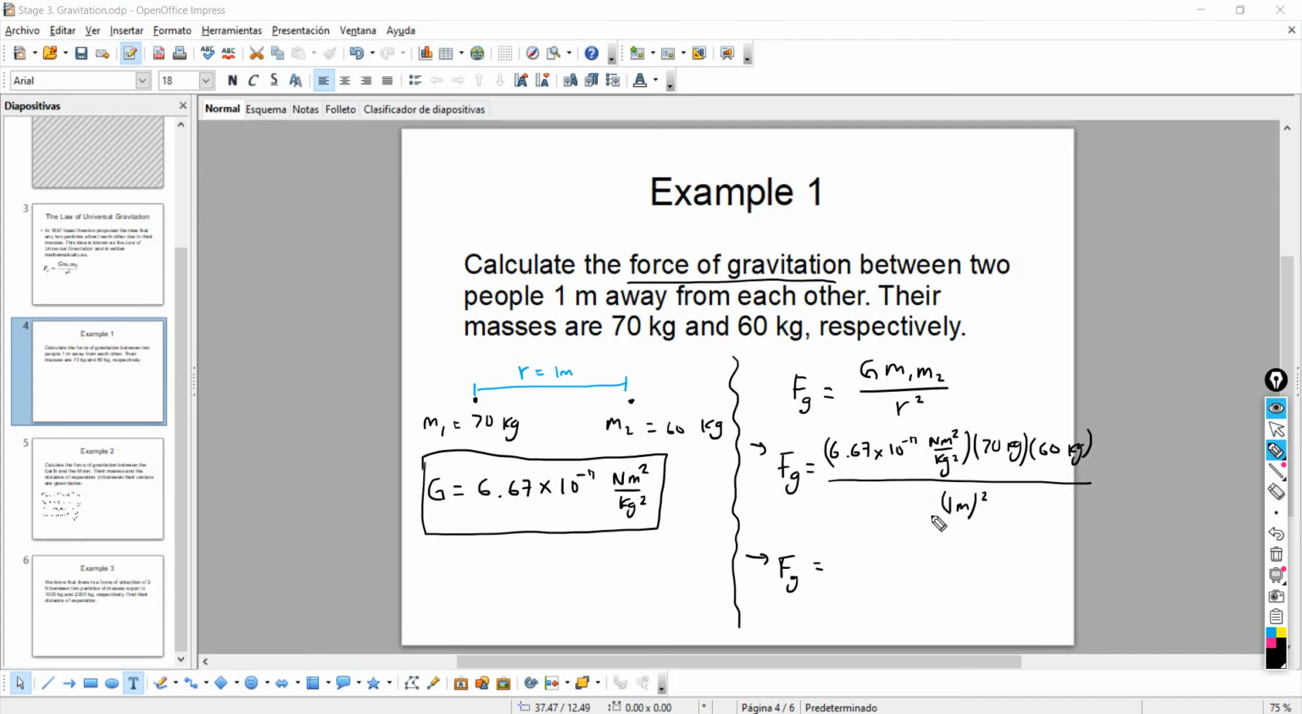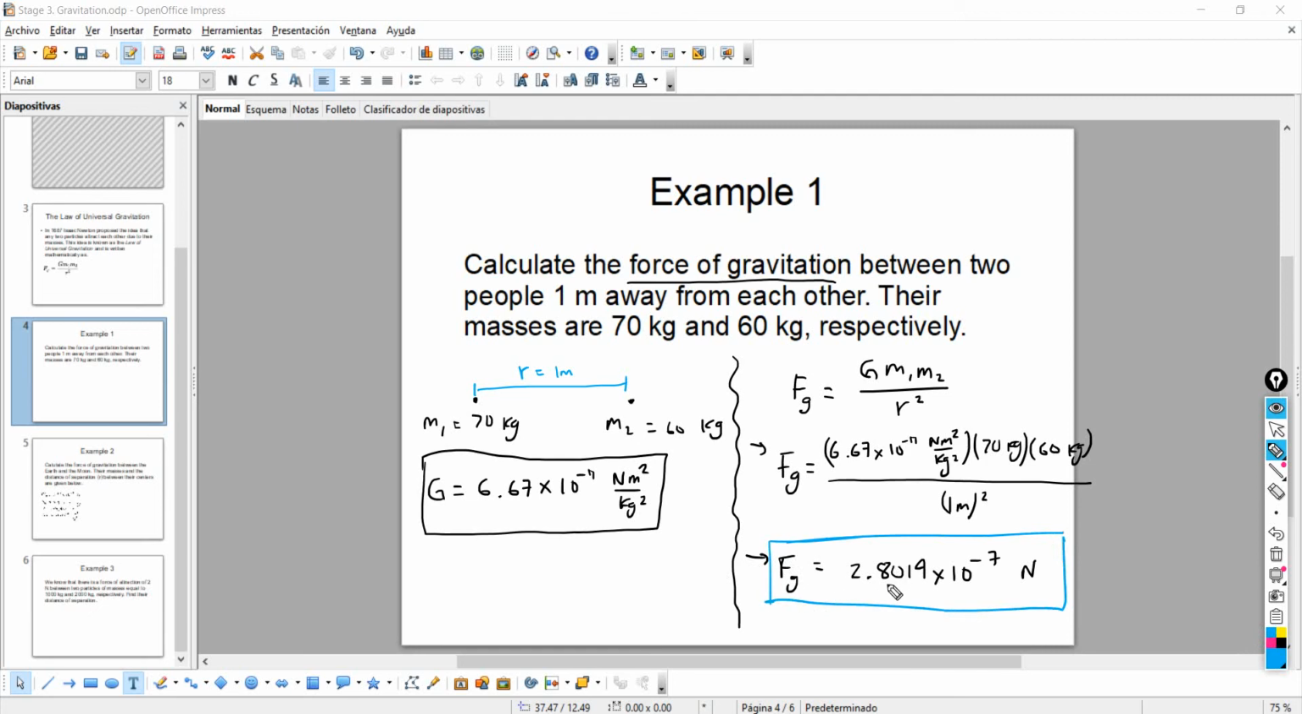Now for that you will always use a calculator, right? Because those may be a little tricky to do by hand. So what I get is the following. After I perform all of this stuff, I get the following result: 2.8014 times 10 to the minus 7 newtons. Why newtons? Because we're talking about a force, and force is measured in newtons, as I told you before. So this is the answer, guys.